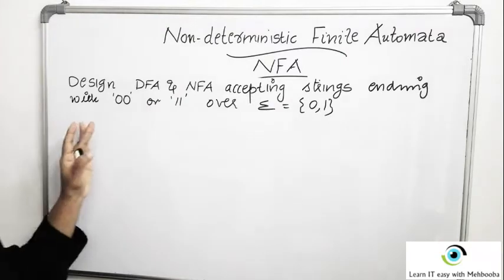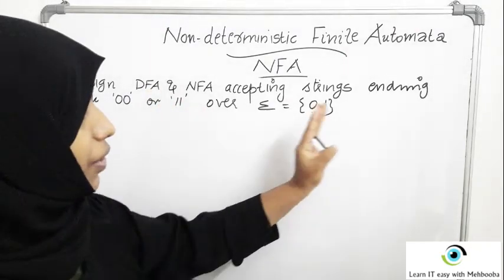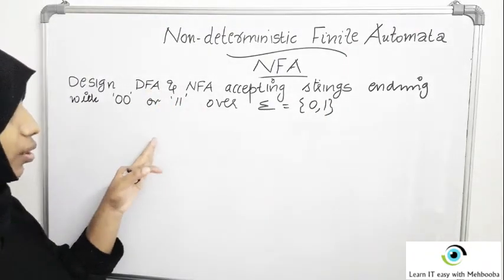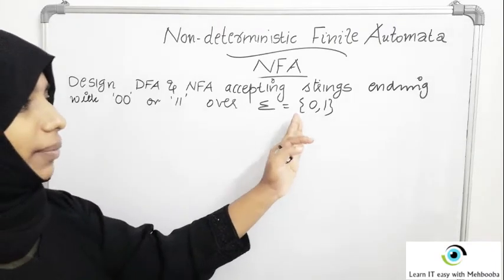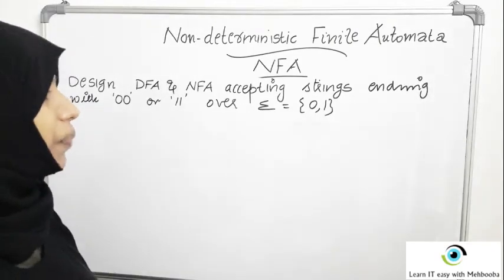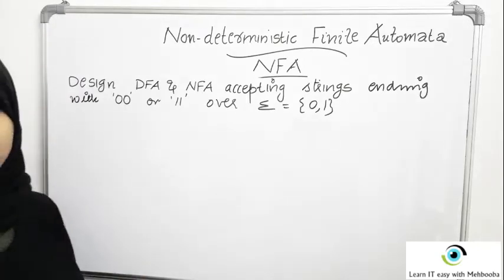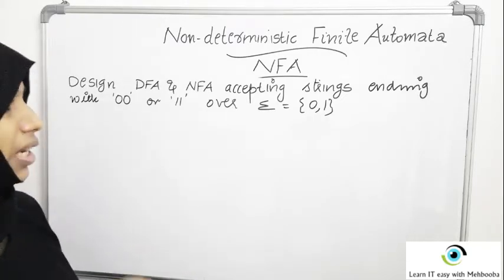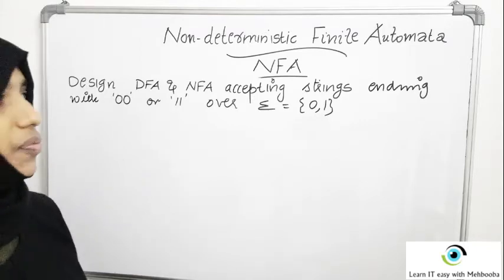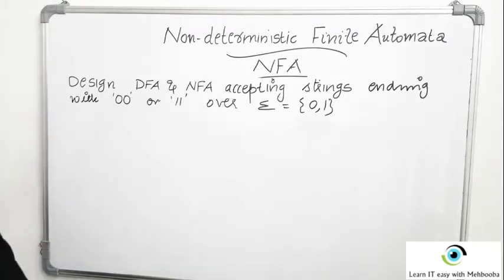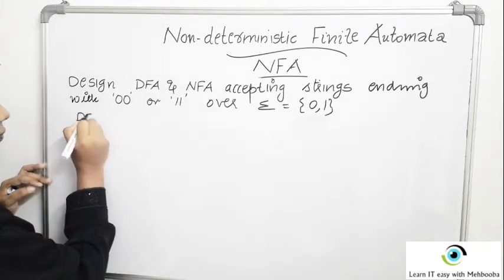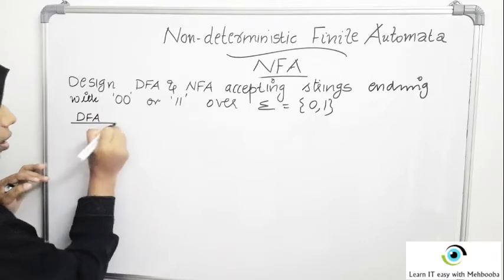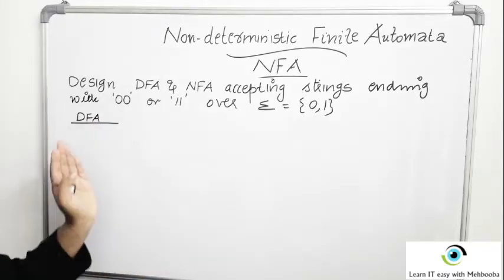Here is the question: design a DFA and an NFA accepting strings ending with 00 or 11 over sigma equal to {0, 1}. As you are familiar with DFA already, with the help of the previous videos, we will draw the DFA first and then we will draw the NFA. I request you to watch the previous videos if you haven't already, so that you get to know about DFA.